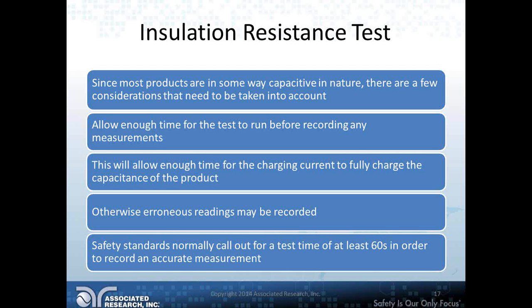So we need to allow the tester enough time, and this is due to the charging currents that are necessary to charge the capacitance of the product. If this current isn't allowed to settle over time, the test could produce erroneous results, and that's why most standards call for a test time of at least 60 seconds in order to record an accurate measurement.